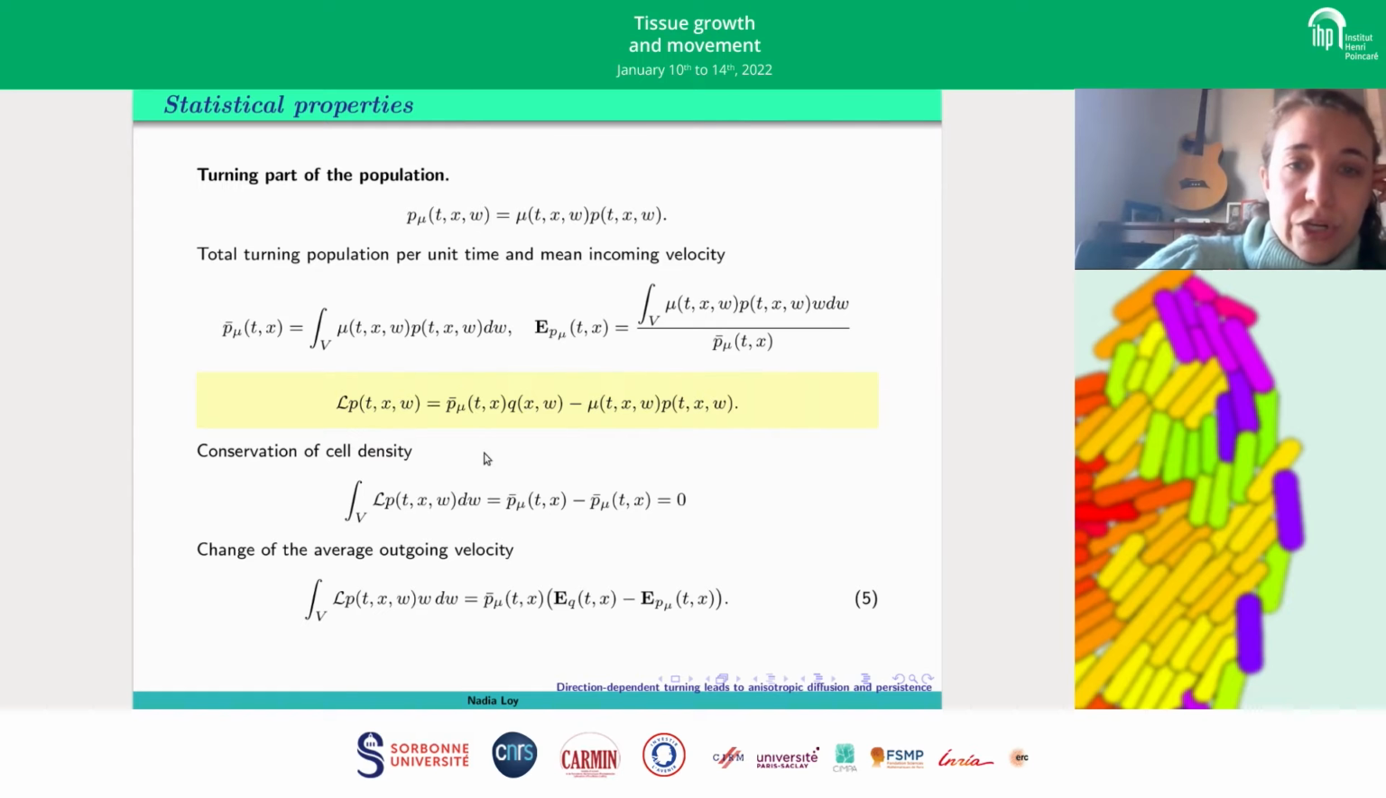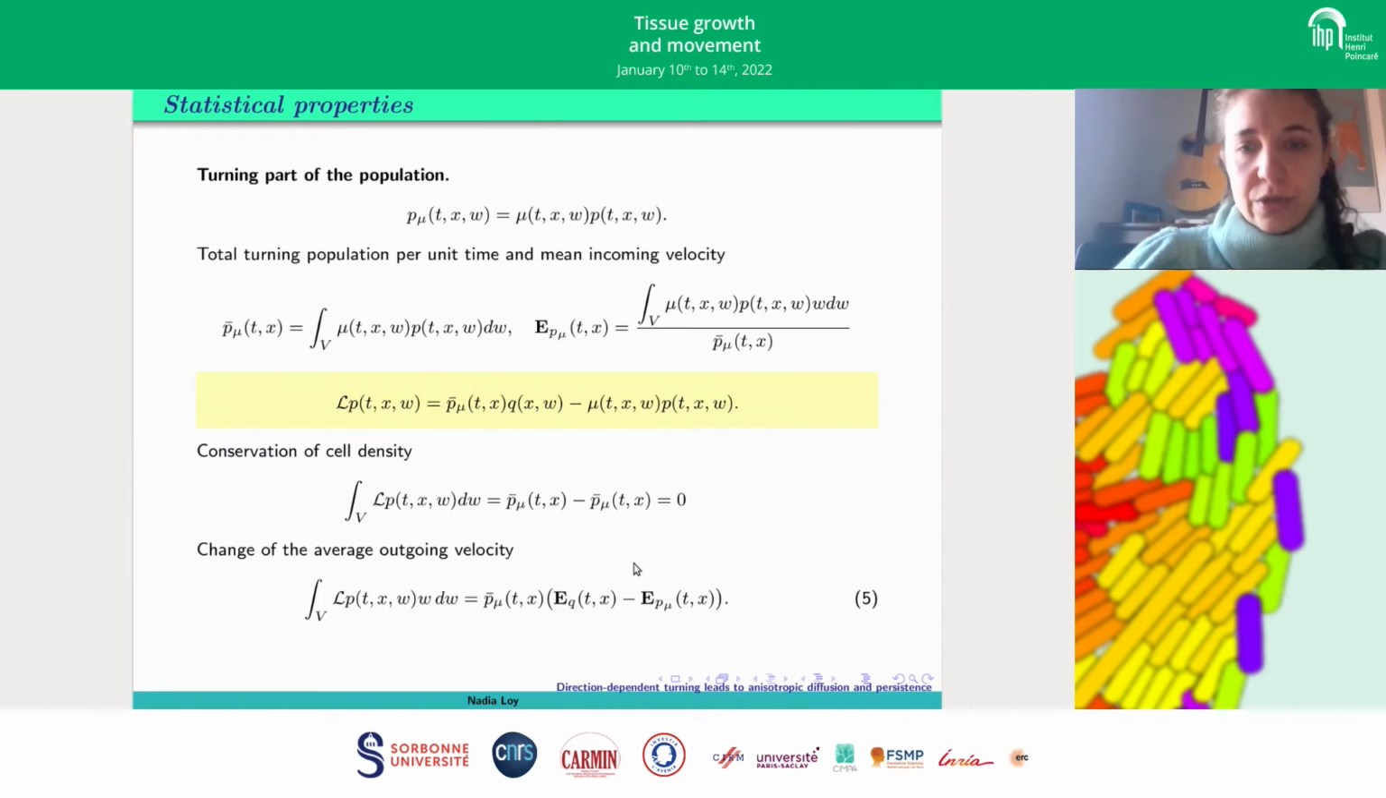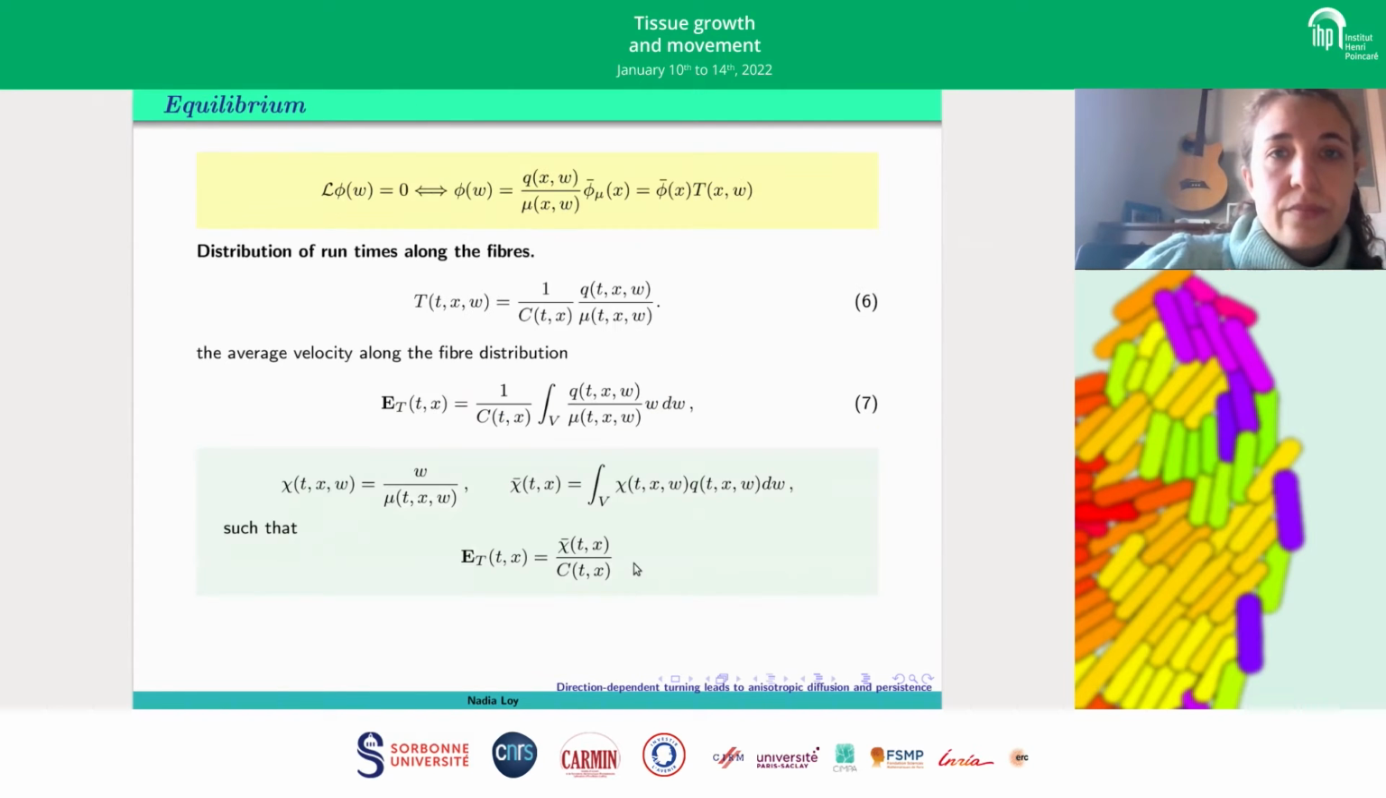So we observe that here it is different from the one that we showed before. Here we have mu that appears explicitly only in the loss term, while it is encoded here in this macroscopic cell density of the turning population in the gain term. And what we can observe is that we have conservation of cell density, but we do not have conservation of the momentum because we have, in this case, active particles, so active cells that move by contact guidance.